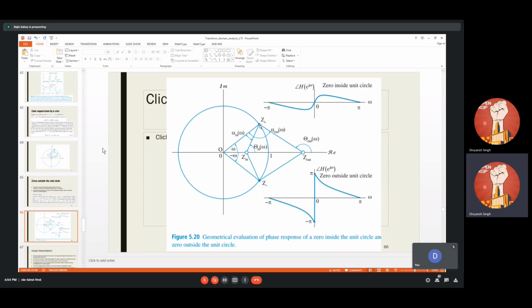So you have a zero here, and you are trying to analyze what happens when you move this zero outside the unit circle. One zero is outside the unit circle, one zero is inside the unit circle. Here you have Z in and here you have Z out. This is the zero inside the unit circle, this is the zero outside the unit circle. And these are two points on the unit circle at plus omega and minus omega. Let us think about what happens to the phase response as you move this zero outside the unit circle.